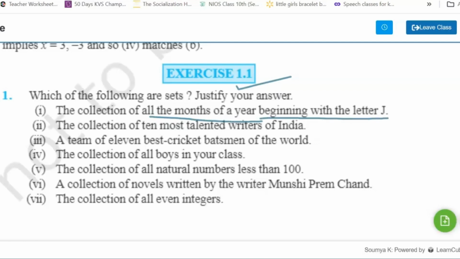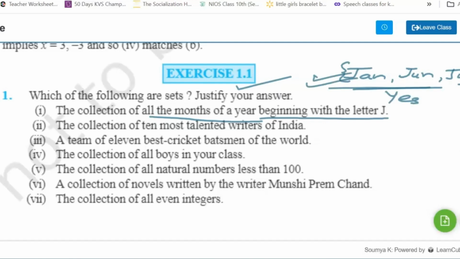So you have to first make the list of the months starting with J. Let's begin. The first month is January, then comes February, it is not included. March, not included. In that way, if you go, it will be June and July. After that, other months are not available. So these are the list of the months beginning with letter J. So do you consider it as a set? Yes, because you have a fixed number of elements in your set.